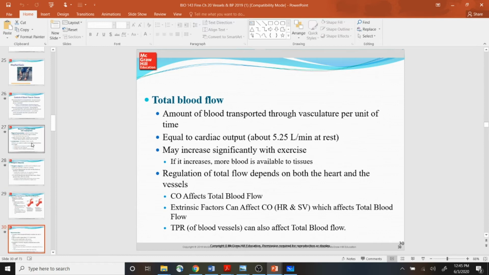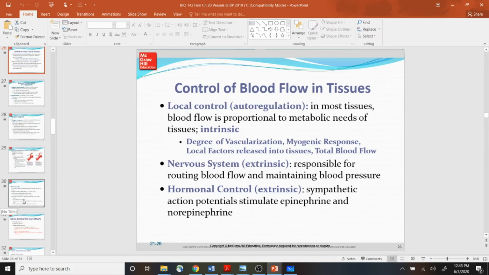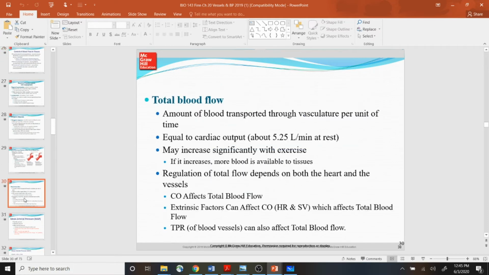Finally, we've gone through degree of vascularization, myogenic response, and local factors. Now our last local autocontrol is total blood flow: the amount of blood transported through vasculature per unit of time. This can increase significantly with exercise. There are different regulatory mechanisms involved with controlling it. It depends on the heart and the blood vessels, and we're going to be talking about some of these things shortly.